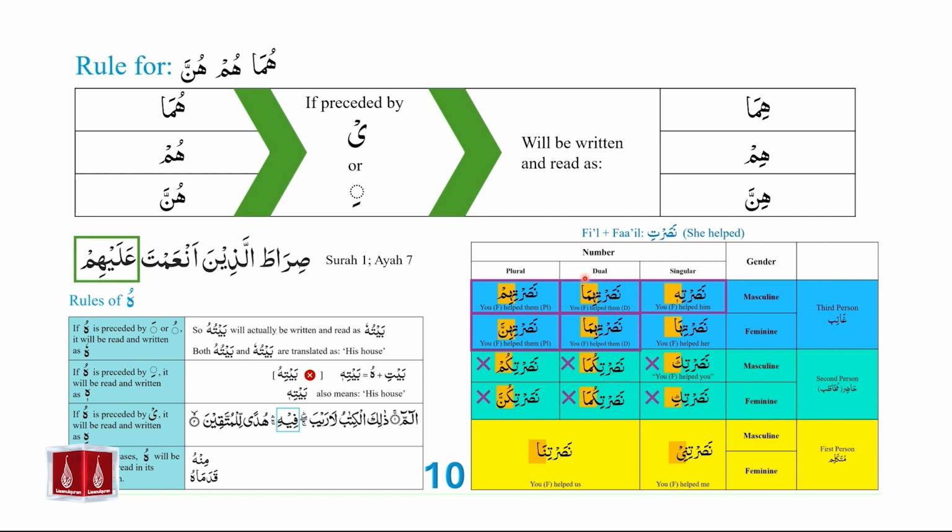Nasartihima. In this case, we are saying nasartihima, not nasartihuma. Similarly, nasartihim, nasartiha, nasartihima, nasartihinna. You, feminine, helped them, plural feminine. Again, these 6 will be crossed out, but we will recite them for practice. Nasartika, nasartikuma, nasartikum, nasartiki, nasartikuma, nasartikunna, nasartini, you helped me, nasartina, you helped us.